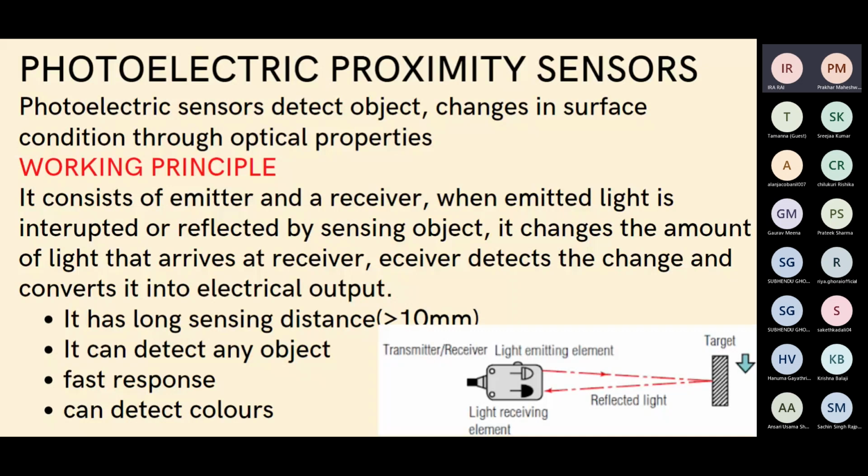And also it can detect colors. This is quite a unique property of this sensor, because as the emitted light strikes the target, according to the color of the target, some particular frequency will get absorbed and some particular frequency will get reflected, which is received by the receiver. In this case, that change is detected by these sensors. So these are some of the advantages of these sensors. Let's go to capacitive.